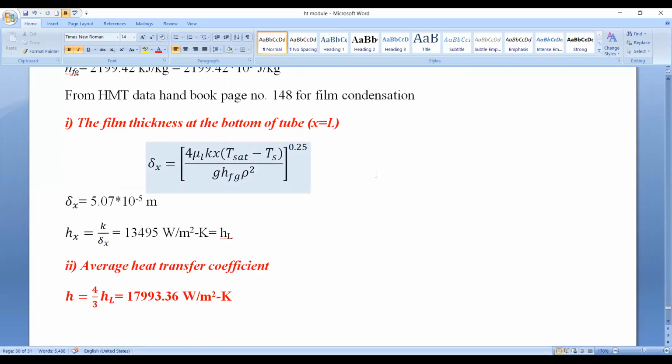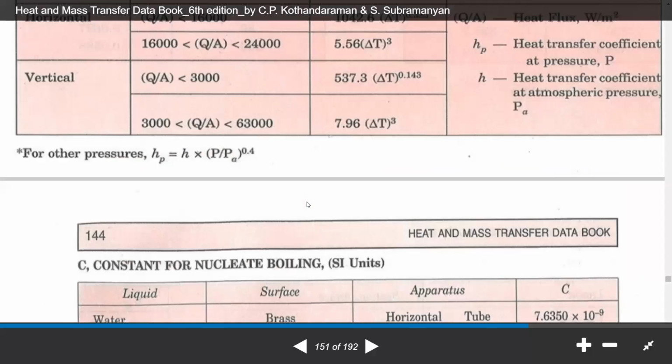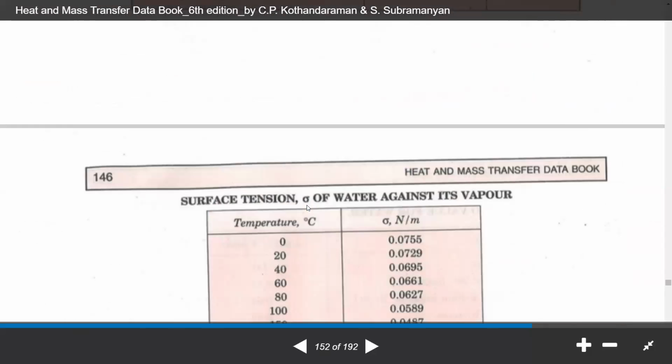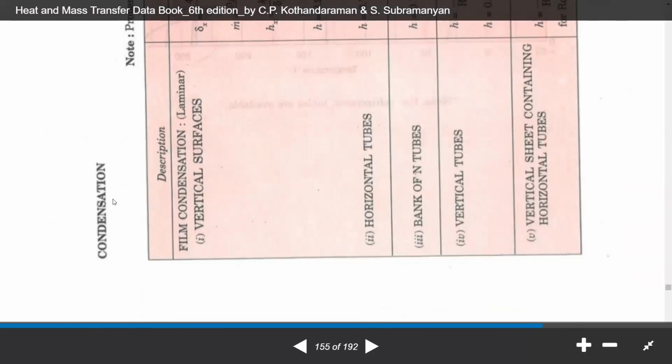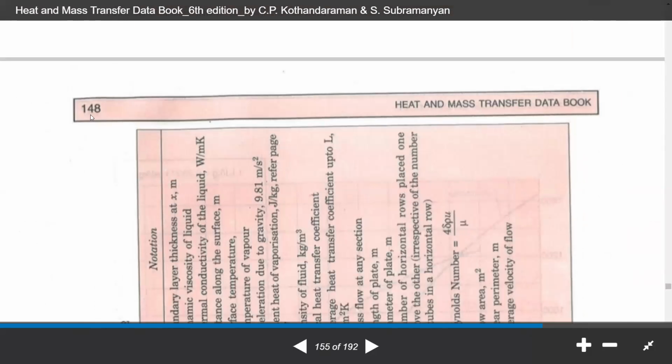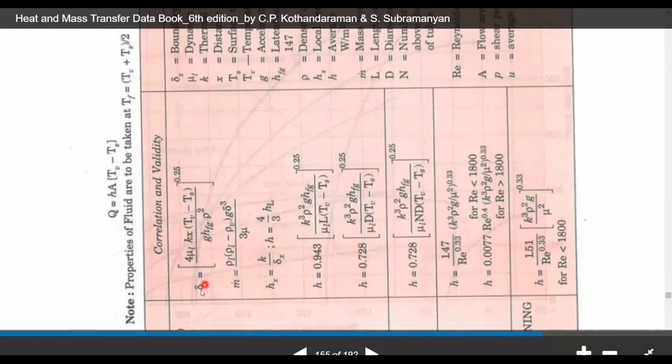Okay. Now he's asking us to calculate the value of film thickness at the bottom. So we have the formula on page number 148. Please refer to page number 148 of your data handbook. For condensation, we have it on page number 148. Now he's asking us to calculate the value of thickness at the bottom. So delta x equals this complete formula, you have to copy.